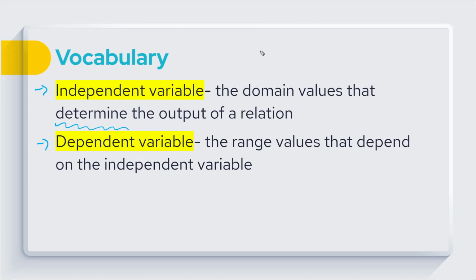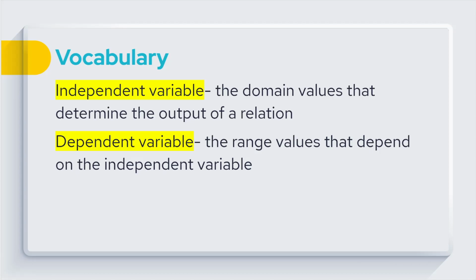And remember, you can think of a relation as a rule. So y equals 2x plus 1. This is the rule, right? This is what we're going to do to get the y. Each time we're going to put something into here and we're going to get this. So the domain values determine the output. So this is going to determine this one. This one, y, depends on x. We need to know x before we can know what y is going to be.